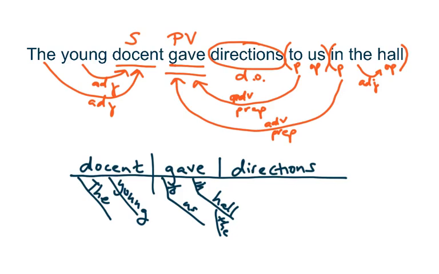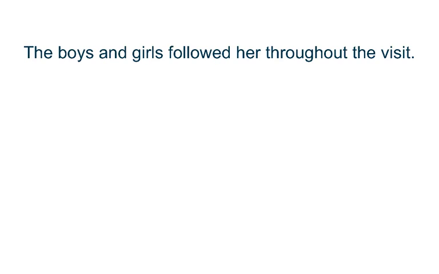Last sentence. Once again, I want you to try this one on your own before coming back and looking at the answer with me. Do we have any conjunctions? Yes, we do. We have boys and girls. So we know these two are going to be linked. Do we have any prepositional phrases? Yes, we do. We have throughout, preposition, visit, object of the preposition. The modifies visit, adjective. So, the boys and girls followed her.